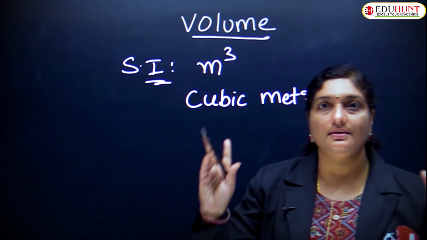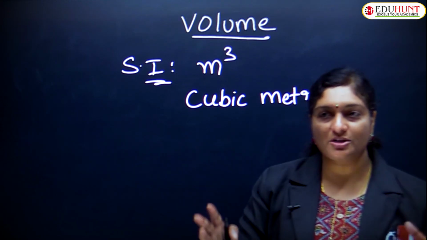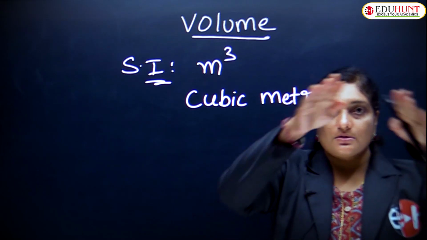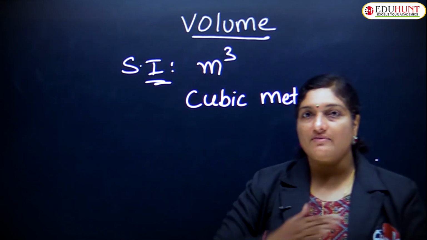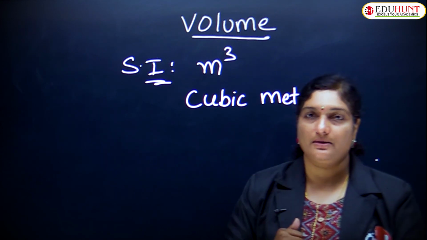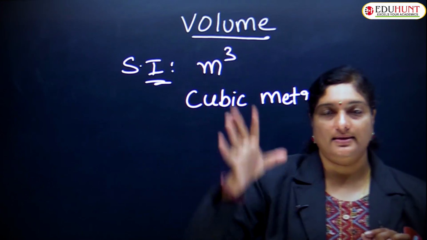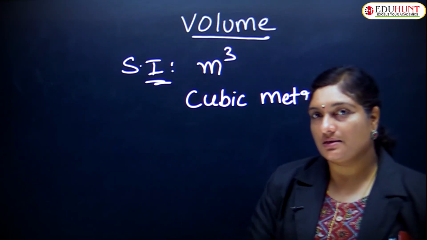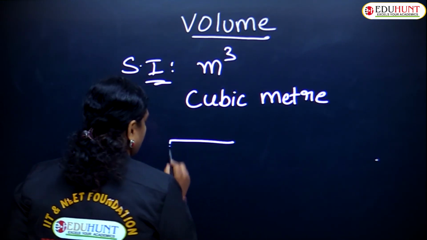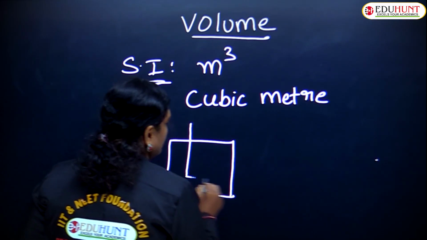Suppose imagine a cube of length 1 meter. A cube means a three-dimensional picture. It has its length, breadth as well as height. So imagine a cube having length as 1 meter, breadth as 1 meter, height as also 1 meter. Then the volume will be length into breadth into height. So meter into meter into meter. Let me try to draw the three-dimensional picture over here. This is how a cube looks like.